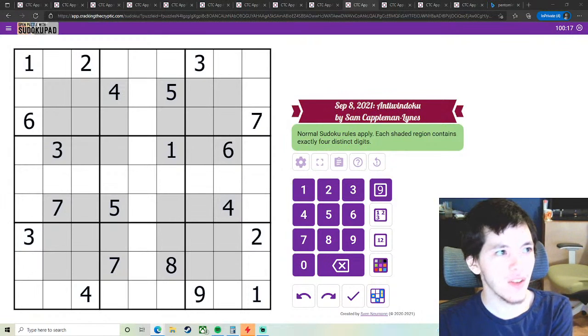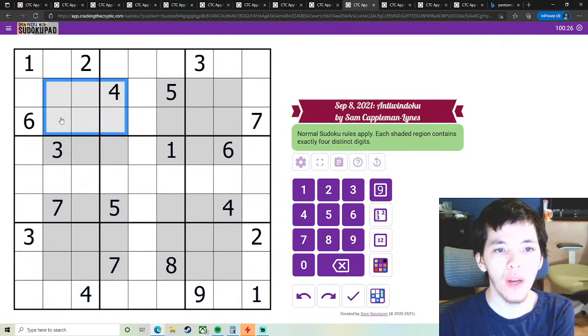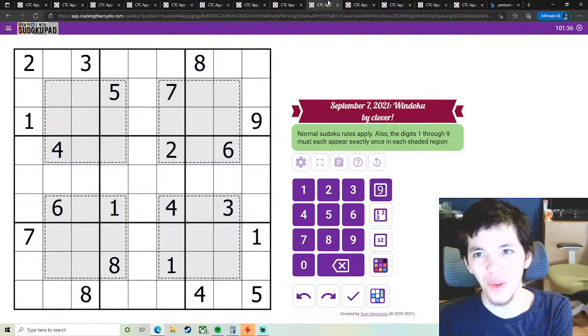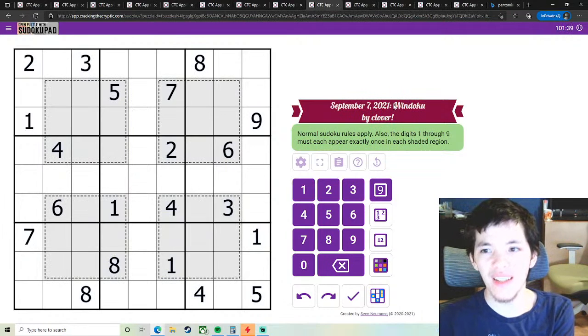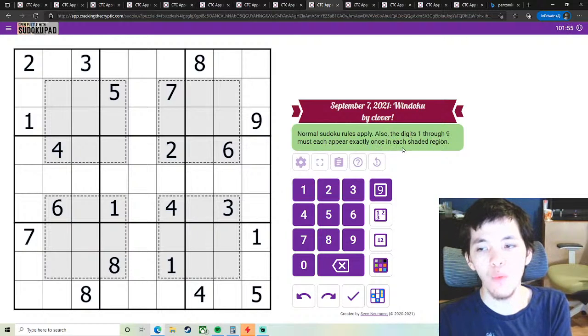Let's start solving. So I'm going to show you all how I solve a puzzle. I will also disclaim, I have already solved this one, so this isn't me solving a brand new puzzle for the first time on camera, but I will walk through how to solve it. So this is called Anti-Win Doku. It's sort of a joke or a response to some other puzzle setter who created theirs called Win Doku. So we are going to be solving Win Doku, and I'll read to you the rule. Normal Sudoku rules apply. Also, the digits 1 through 9 must each appear exactly once in each shaded region.